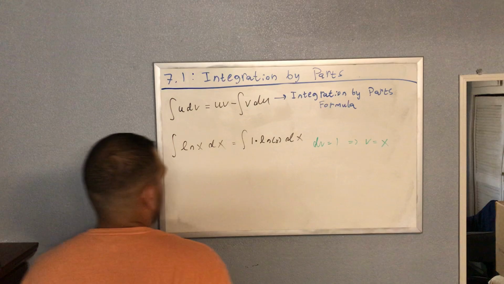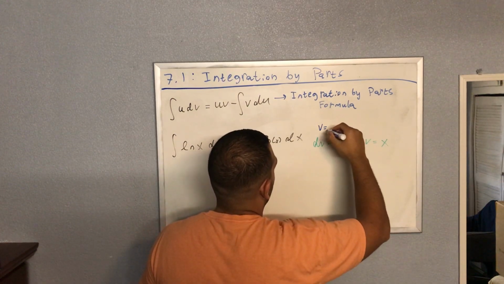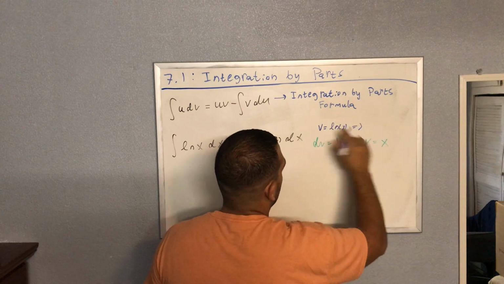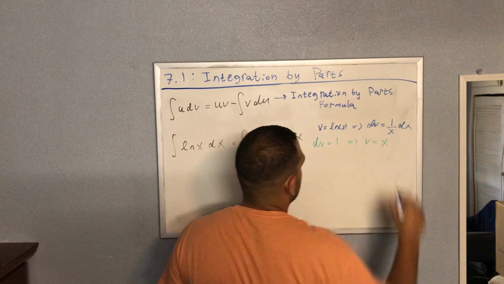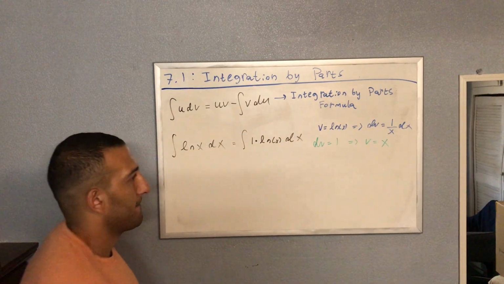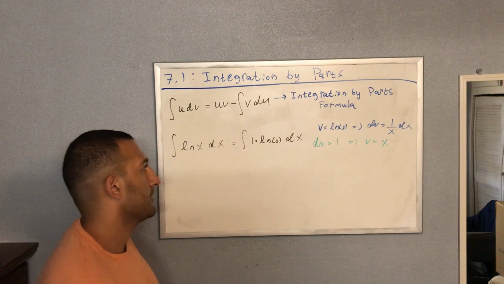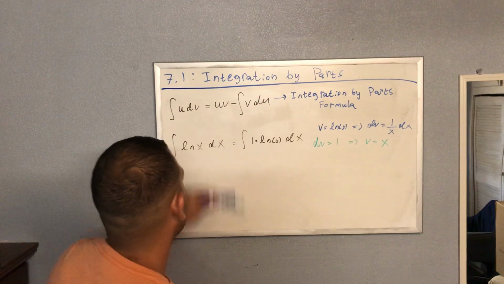And then now the choice of u is pretty clear. We're going to let u be ln x. And this means when we take the derivative, du will be 1 over x dx. Okay, and now let's crank this into the integration by parts formula.